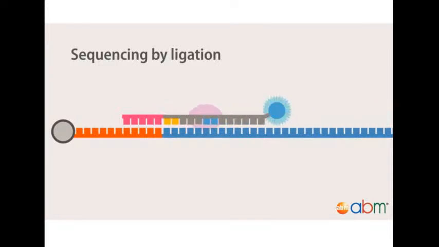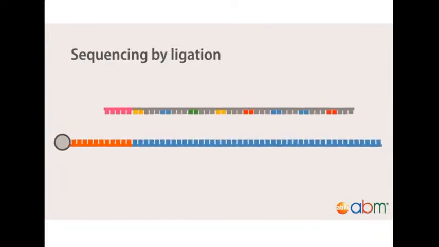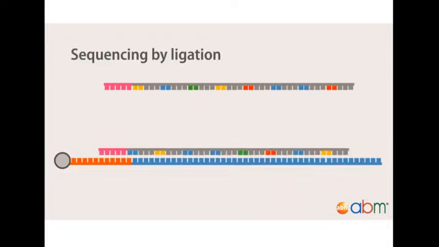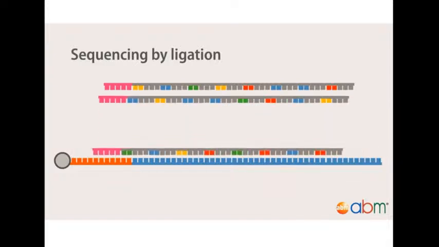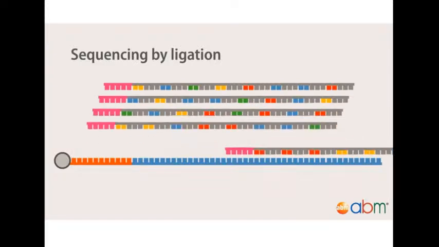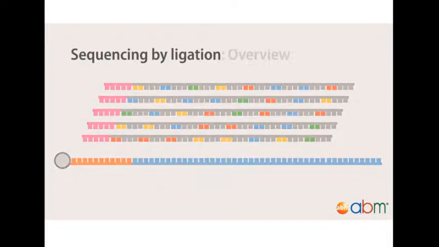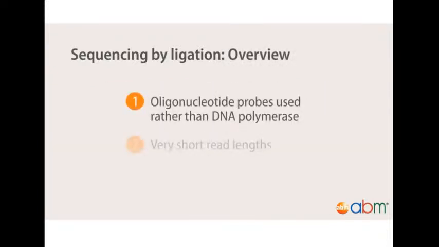Then the next cycle commences. After approximately 7 cycles of ligation, the DNA strand is denatured and another sequencing primer, offset by 1 base from the previous primer, is used to repeat these steps. In total, 5 sequencing primers are used. The major disadvantage of this technology is the very short sequencing reads generated.